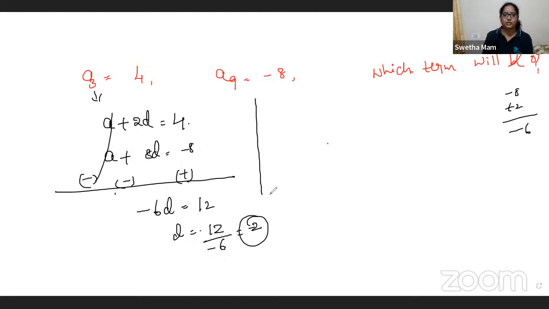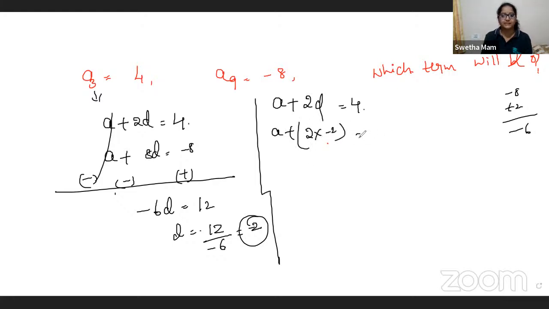Now find the value of A. Take the first equation, children. A plus 2D is equal to 4. Did you get the answer? Come on, do fast, children. A plus 2 into minus 2, use brackets, is equal to 4. So plus into minus is minus. A is equal to, it becomes plus 4. So 4 plus 4 is equal to 8.